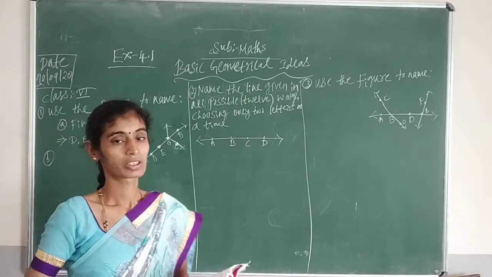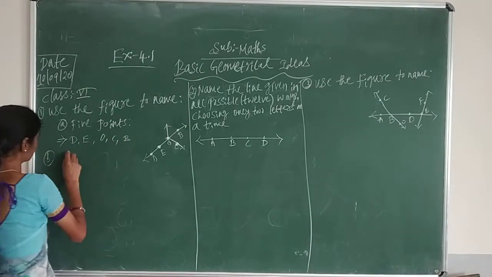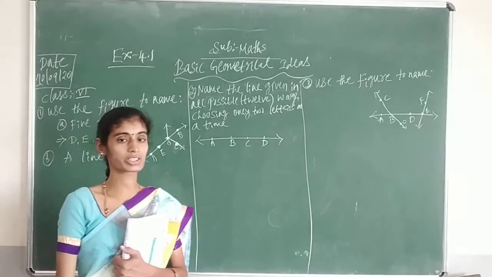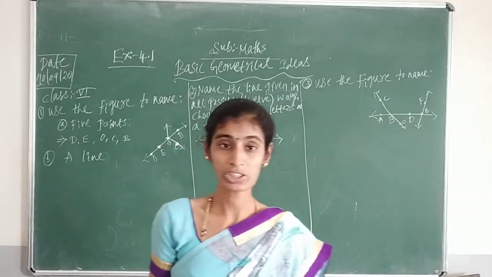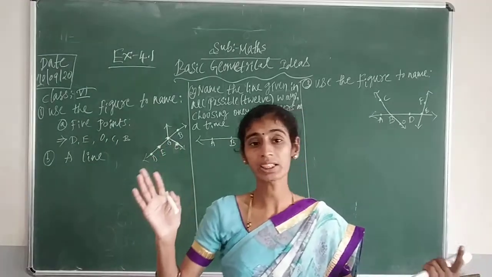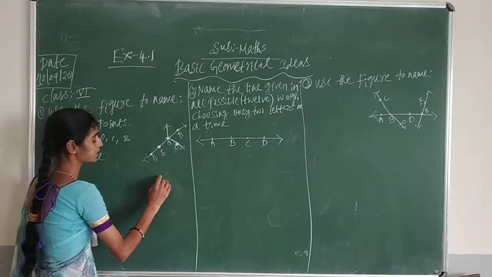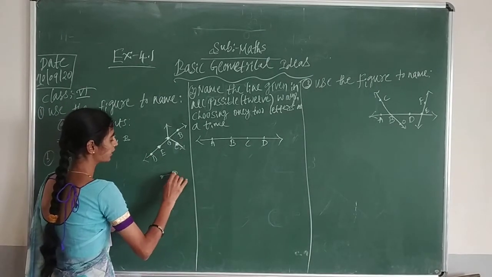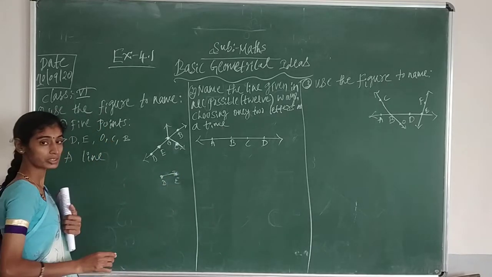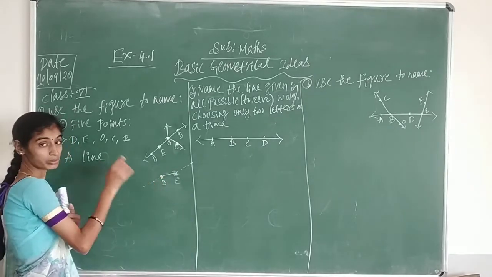Then again in this big question, what is that? A line. So now you have to find a line. I have explained the definition of a line. What is that, children? Yes, a line has no end points and it extends indefinitely in both directions. So how? Yes, you can see D and E as one line. Why? Because here E can extend, and here you have to assume D can extend.